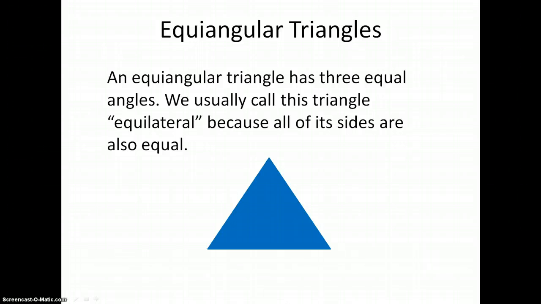An equiangular triangle has 3 equal angles. Usually we call this triangle equilateral, or all 3 sides are the same, but we could also call it equiangular because all 3 angles are the same.